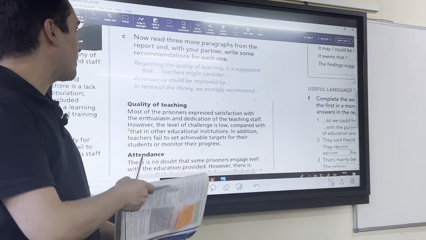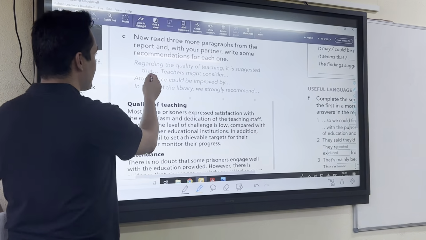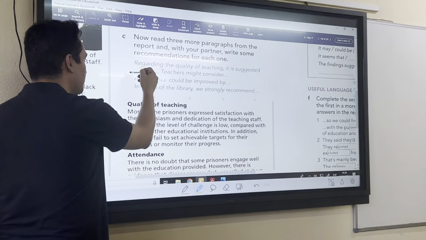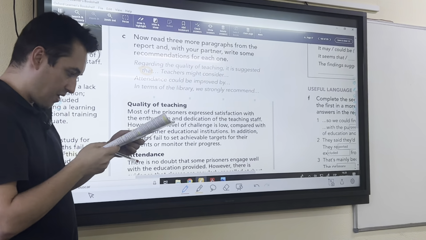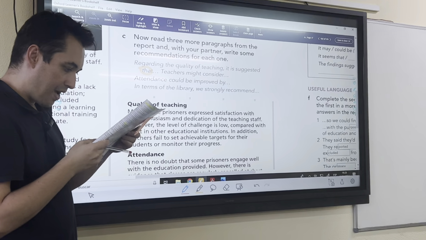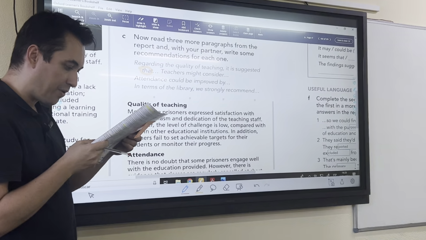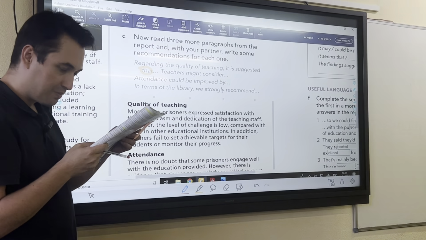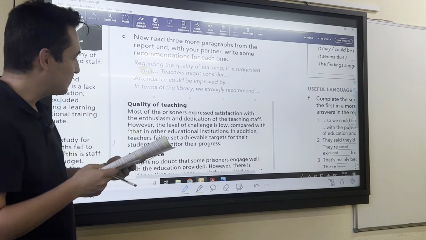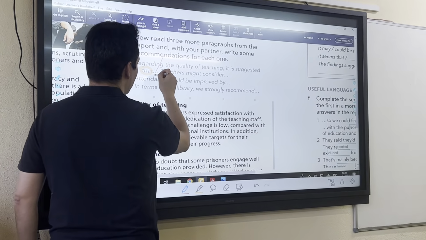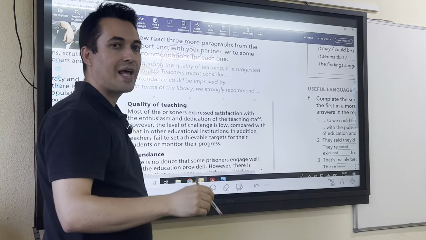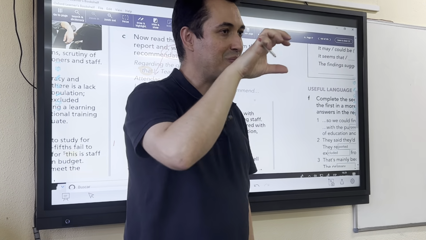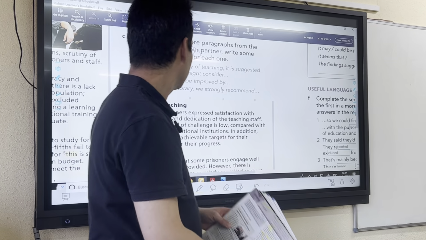Here, regarding the quality of teaching, it is suggested that, after that, what do you need in terms of grammar? Do you need a noun, a verb, or a clause? A clause. Here, you need a clause. And what is a clause? A clause has a subject and a predicate.